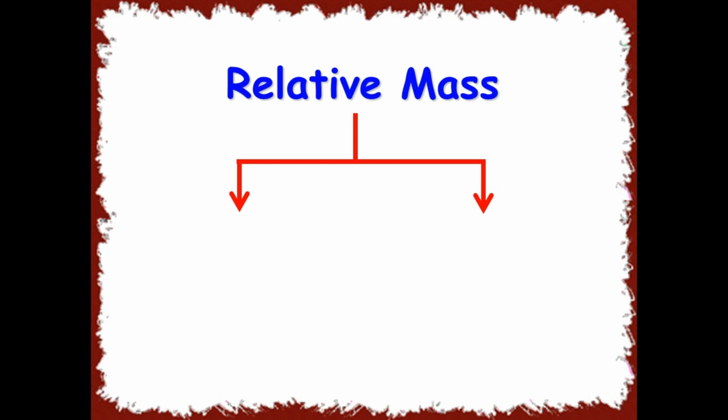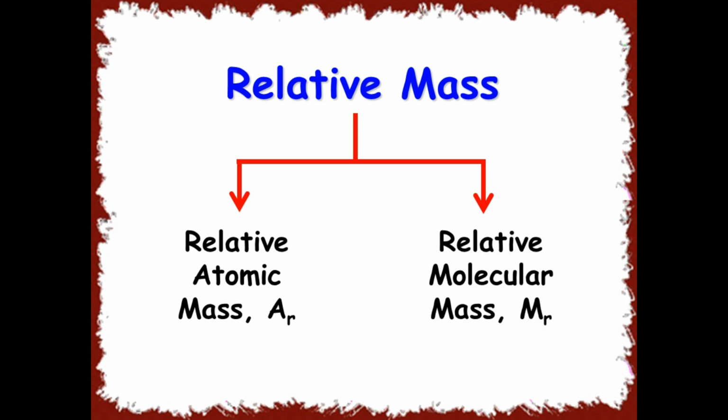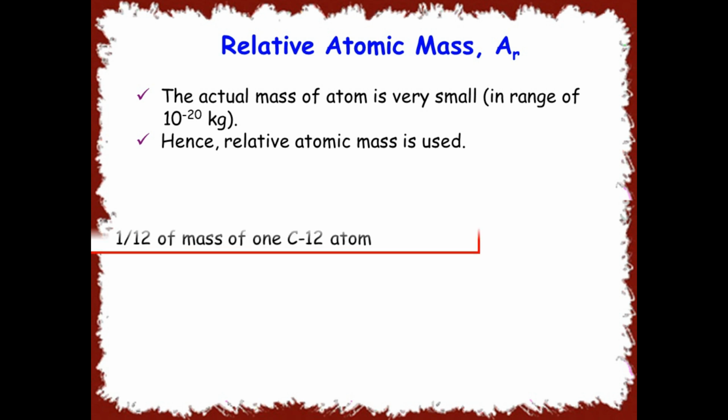There are two types of relative mass, which are relative atomic mass, with the symbol Ar, and relative molecular mass with the symbol Mr. The actual mass of an atom is very small, which is in the range of 10 to the power of negative 20 kg. Hence, relative atomic mass is used.